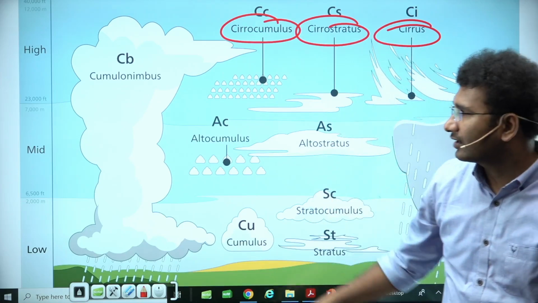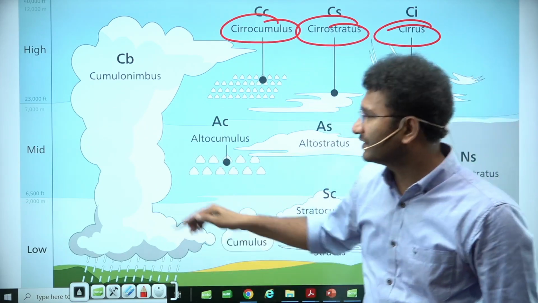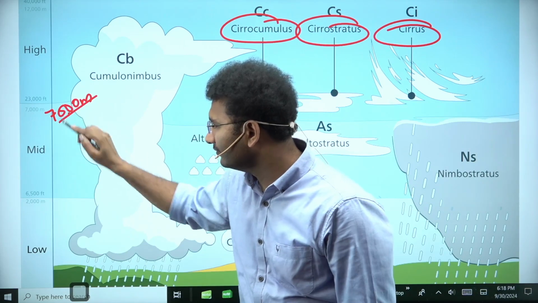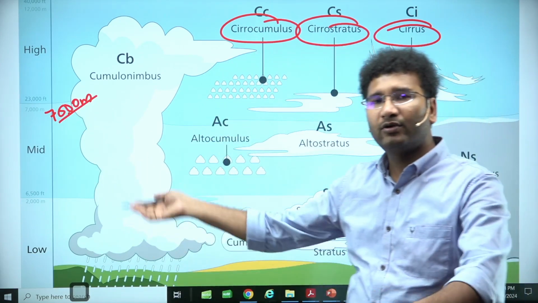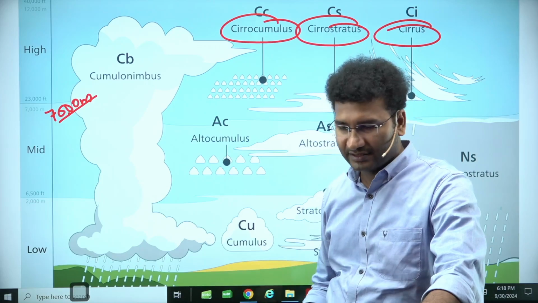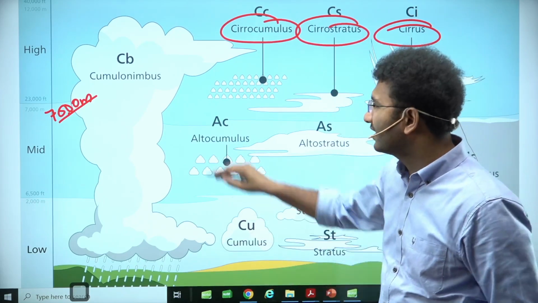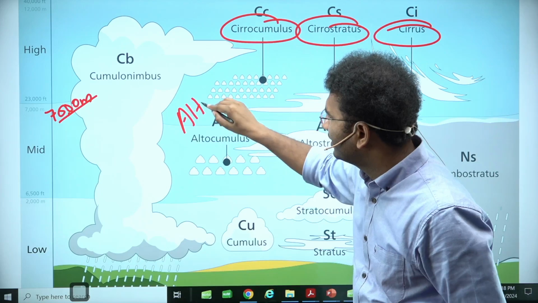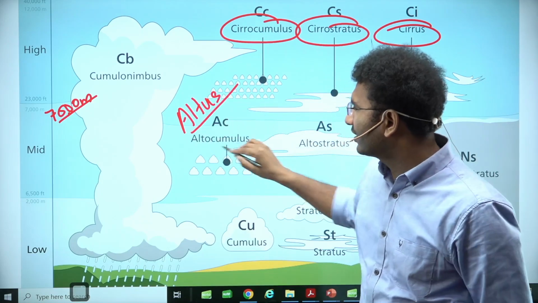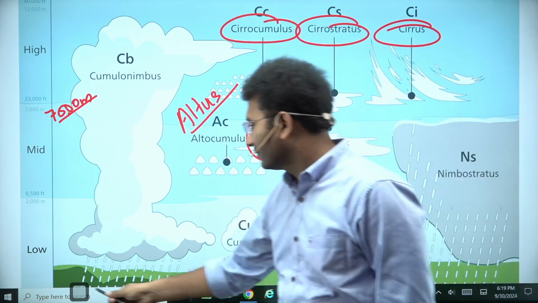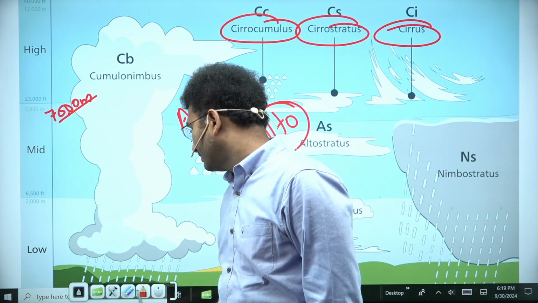Right? Come to middle clouds, which are present up to 7,000 meters and above 2,500 or 3,000 meters. Now these clouds are also called altus clouds, or else alto clouds. Alto clouds.